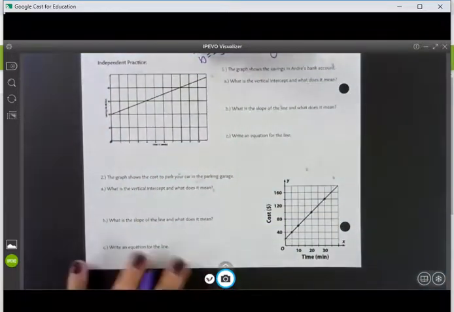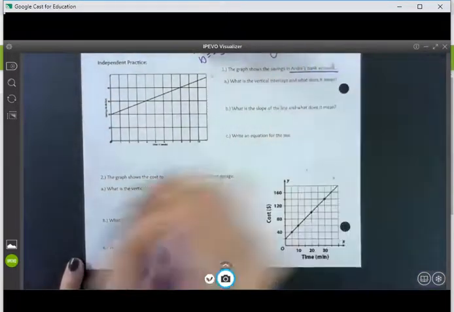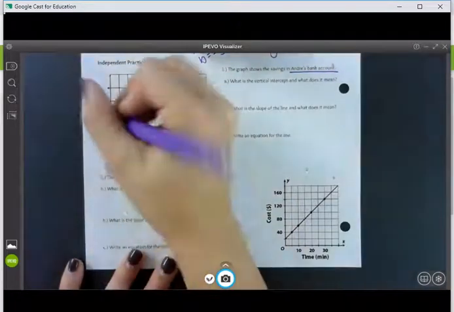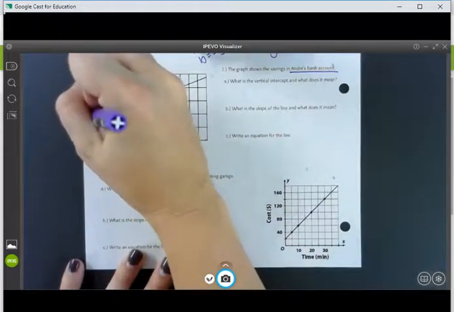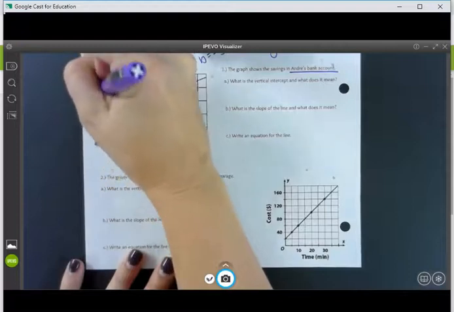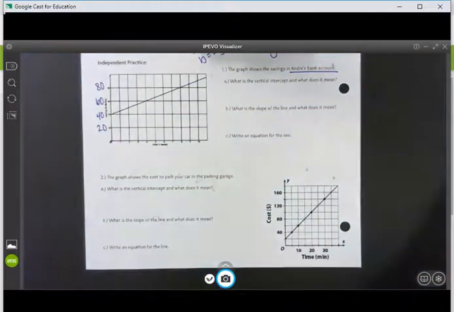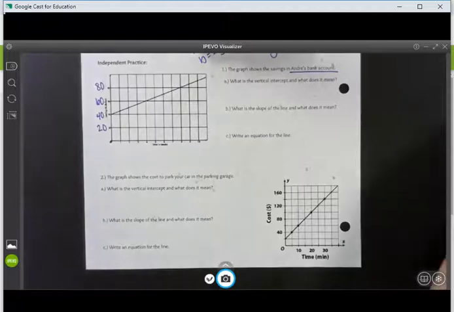All right, so this graph should look familiar. It's talking about Andre's bank account. Over here, I'm going to rewrite these for you because they're kind of hard to see, but they're counting by 20s over there. That's going to be important for us to remember.